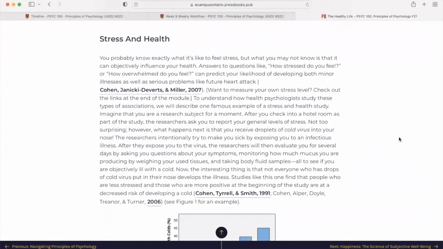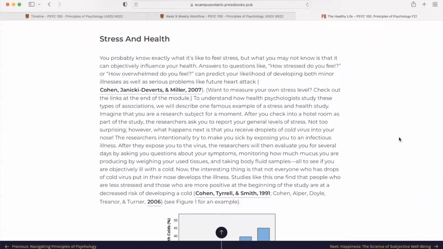Stress and health. You probably know exactly what it's like to feel stress, but what you may not know is that it can objectively influence your health. Answers to questions like how stressed do you feel or how overwhelmed do you feel can predict your likelihood of developing both minor illnesses as well as serious problems like a future heart attack. Want to measure your own stress level? Check out the links at the end of this module.